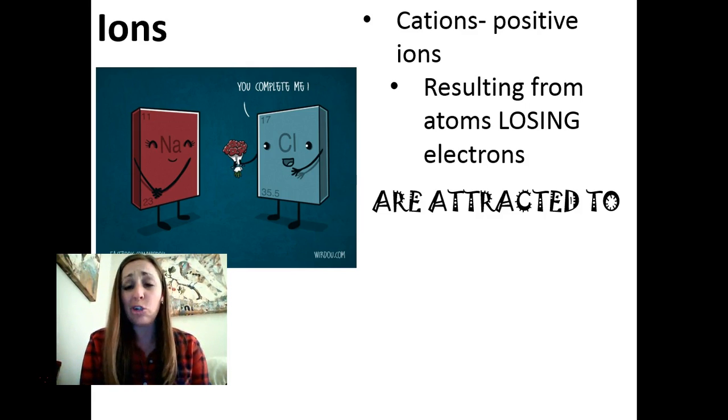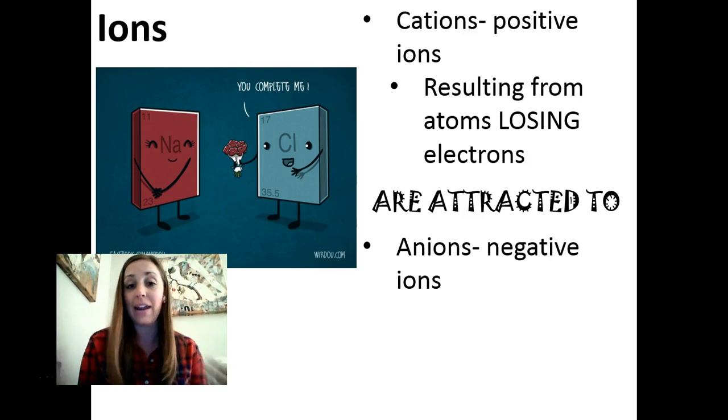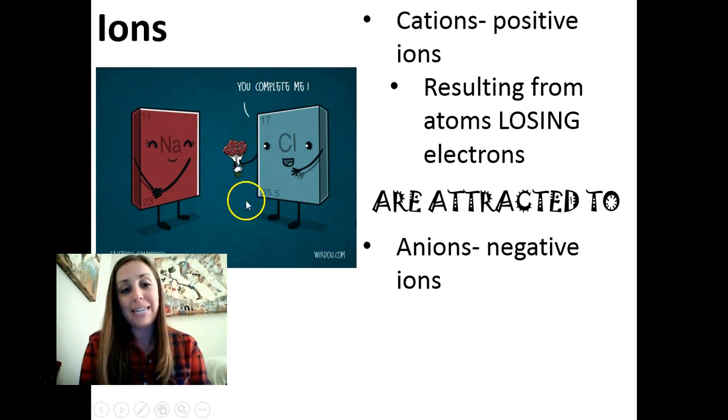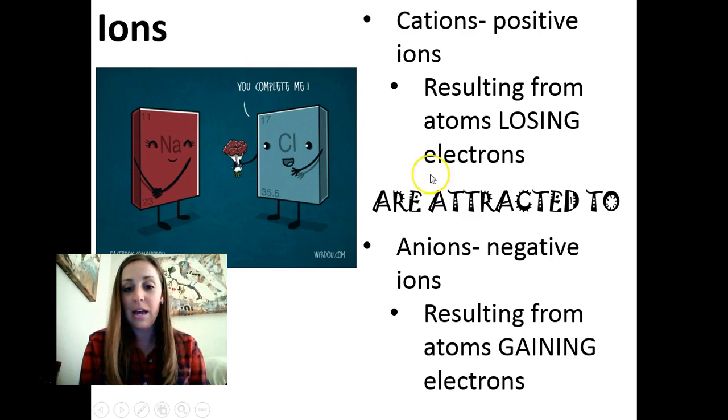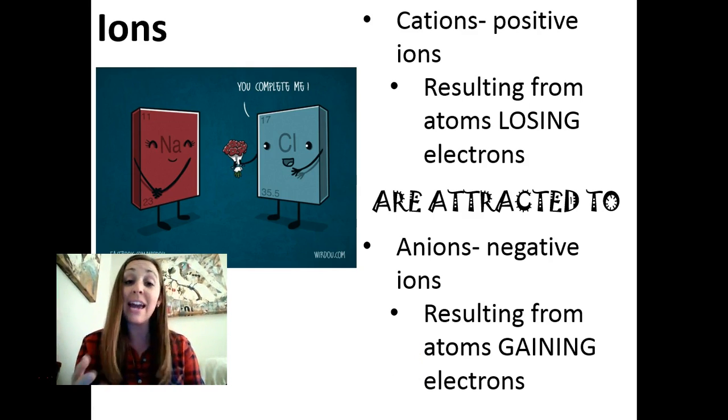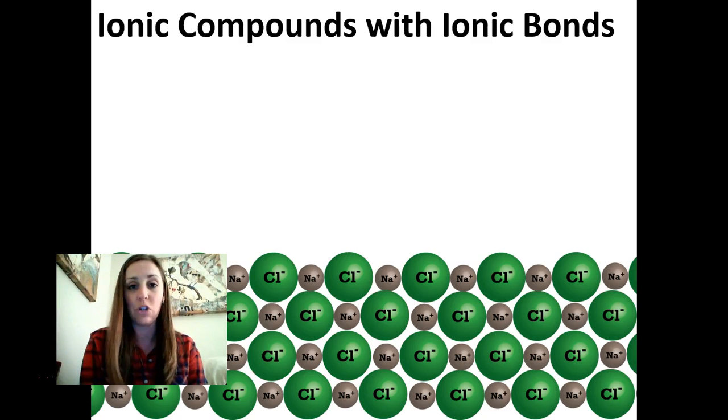And cations are going to be attracted to, well, opposite things, and those are called anions, negative ions. So cations and anions are attracted to each other. You can see this in a little cartoon. Sodium here becomes a cation, chlorine becomes an anion, and they come together with an ionic bond. Anions result from gaining electrons, because if you gain an electron, since an electron has a negative charge, the atom has an overall negative charge.